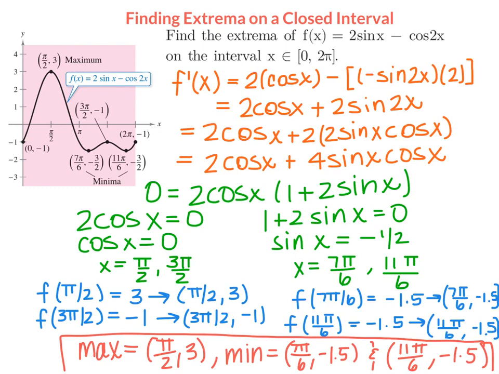And so my next step from there is to plug all 4 of those points into the original f of x. I was able to do that, and I found one maximum, which is at pi over 2 comma 3, and 2 minimums because they reach the same low point on that interval at -3/2 on the y. So that's at 7 pi over 6 and 11 pi over 6.